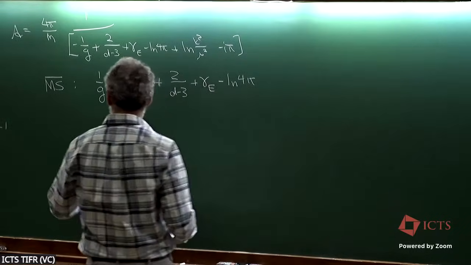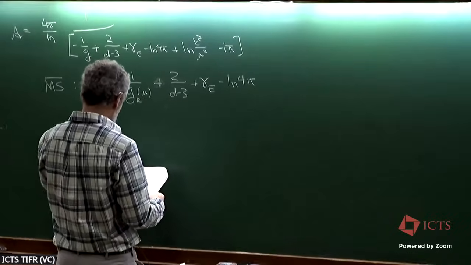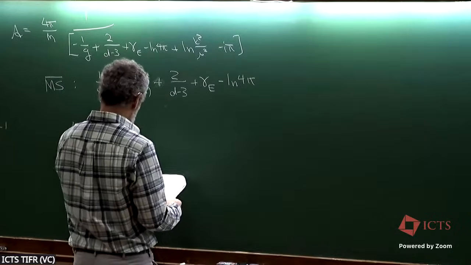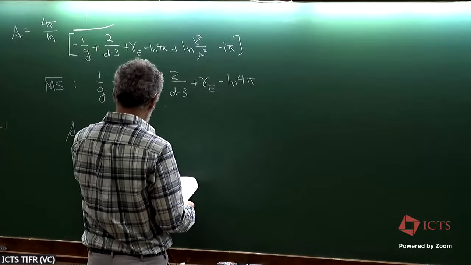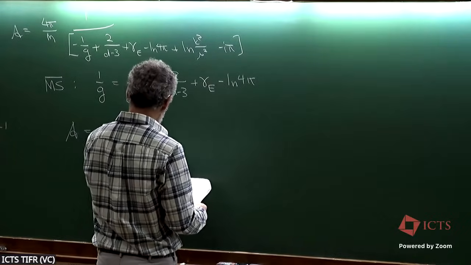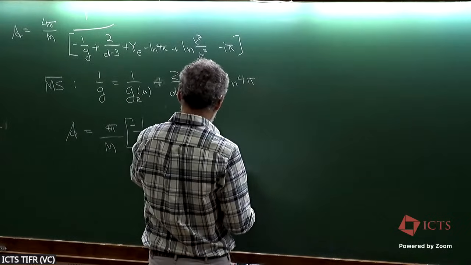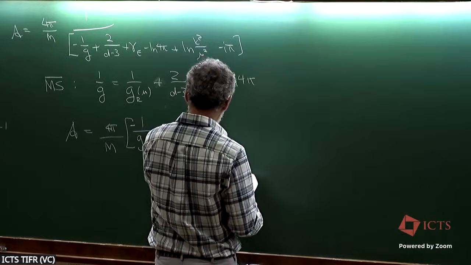Okay, and therefore your scattering amplitude is equal to 4 pi over M times minus 1 over G renormalized of mu plus log k squared over mu squared minus i pi.